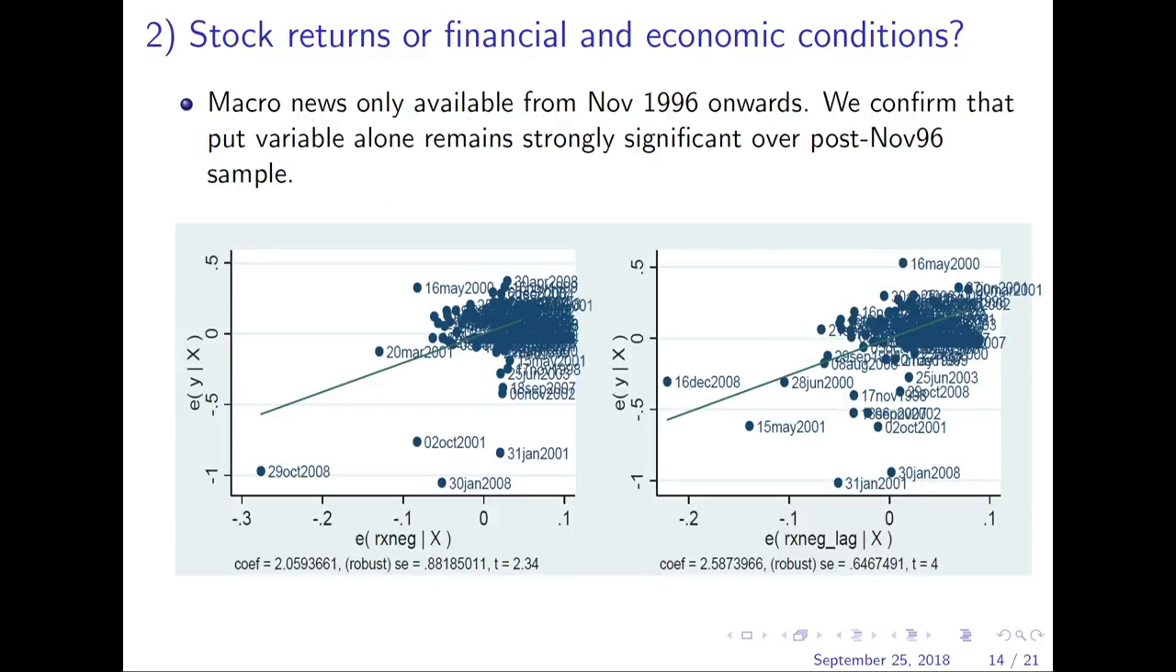Importantly, macro news are only available from November 1996 onwards. So just to confirm that the put variable alone remains strongly significant in the post-November 1996 sample, I run the regression without adding consumer confidence and the credit spread. So the put variable and then its lag, they survive over that sample, so that's important.